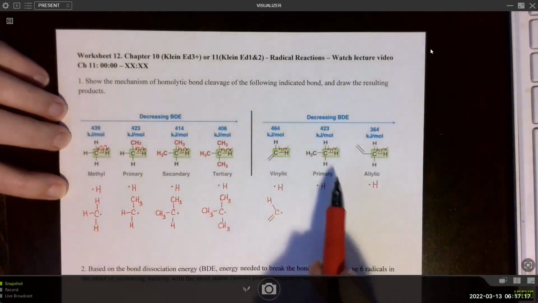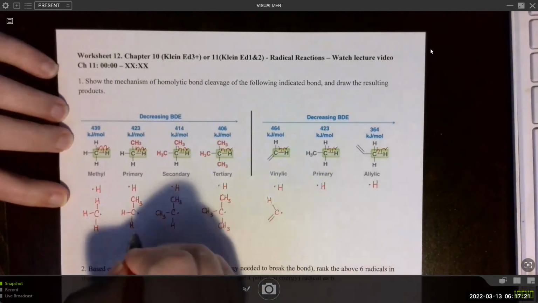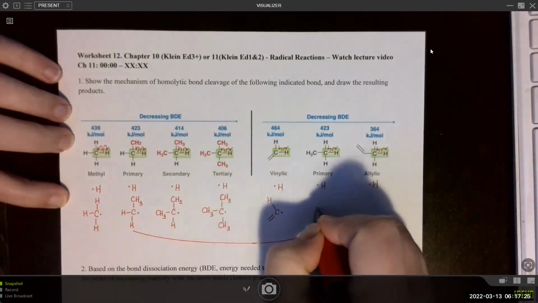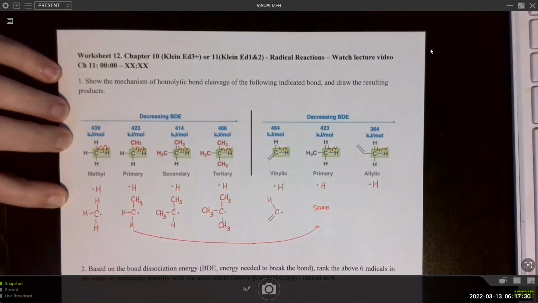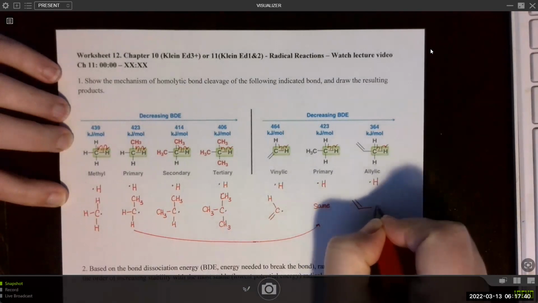The primary radical is really the same as this one, right? So I'll just go over here. Same. Just in case you didn't notice that, there's only going to be 6 different ones. And then lastly, we have the allylic radical.